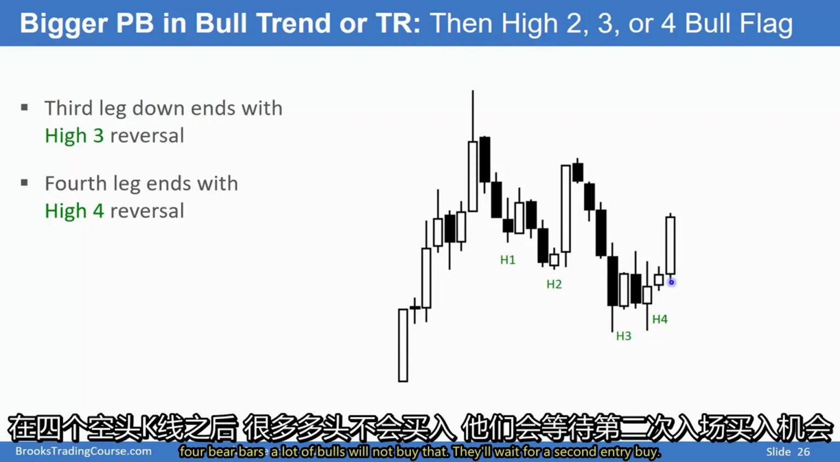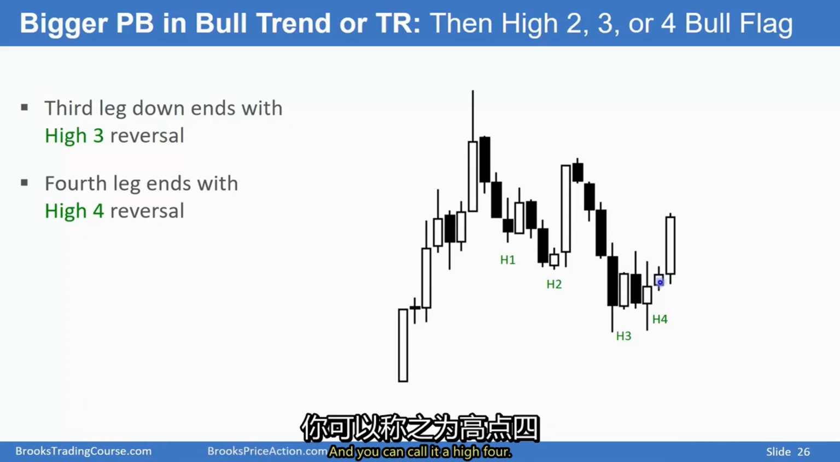Here you have a second entry buy. After 4 bear bars, a lot of bulls will not buy that. They'll wait for a second entry buy. And you can call it a high 4.